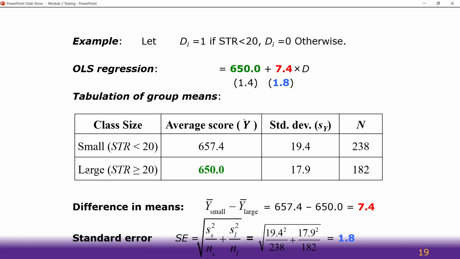If I use the other group as large student-teacher ratio classes, so anything that's not less than 20, let's say, and there is a typo in the textbook on this, by the way, the average in that group is 650. The standard deviation is 17.9, and there are 182 of them. Take the difference between the two groups, which you could do from scratch by yourself, instead of using OLS, or instead of using the difference in means test in Excel, you'd come up with 7.4.